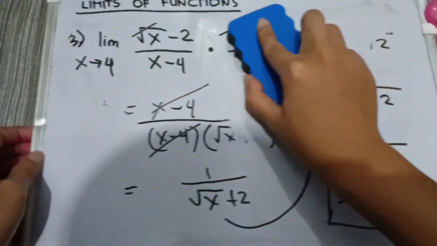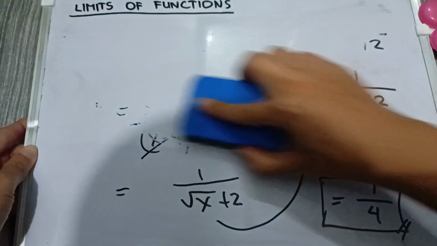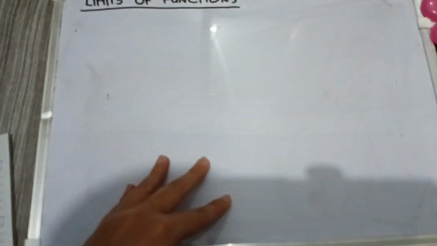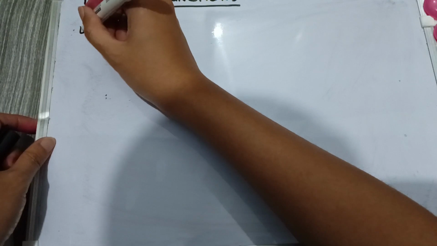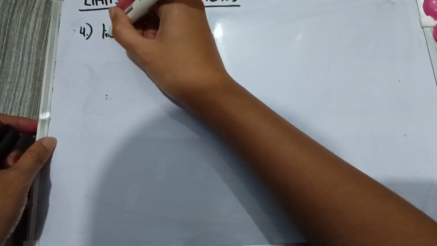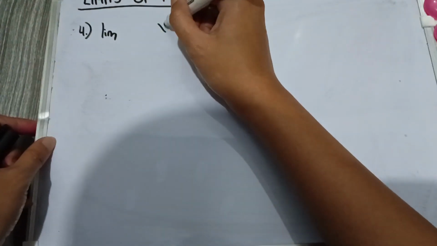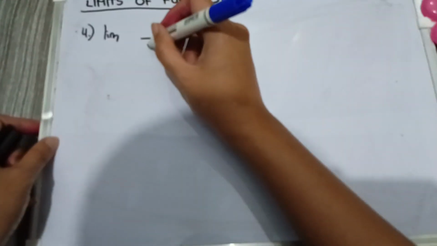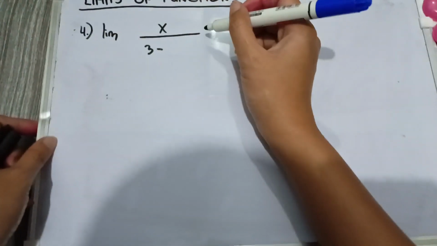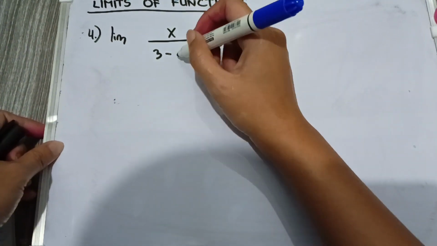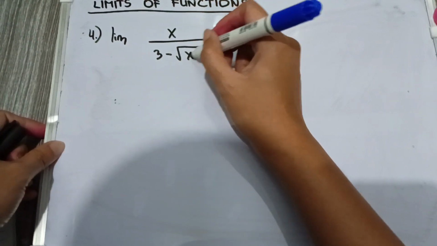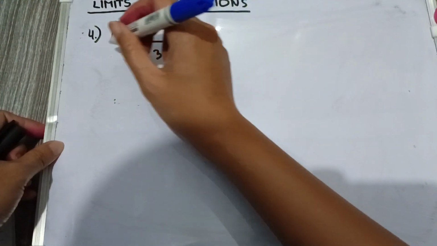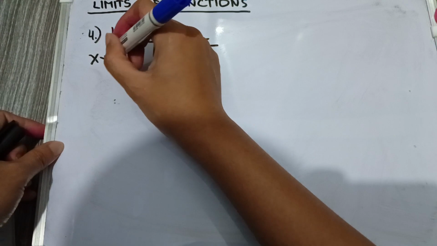Now let's have another example. You can pause the video in order for you to try our example. Now what is the limit of x all over 3 minus square root of x plus 9 as x approaches 0?